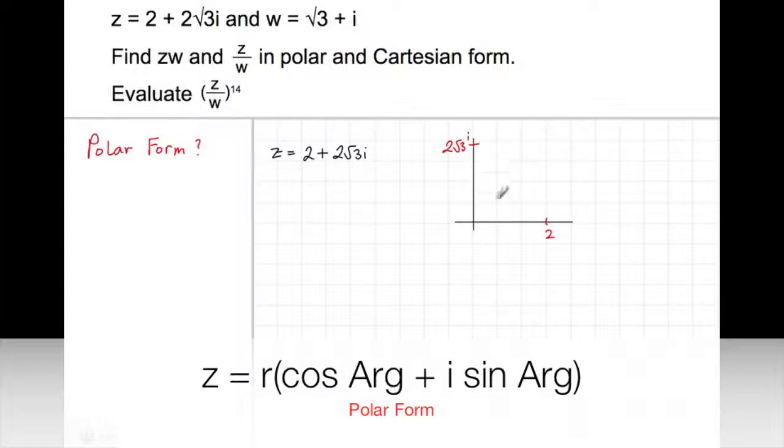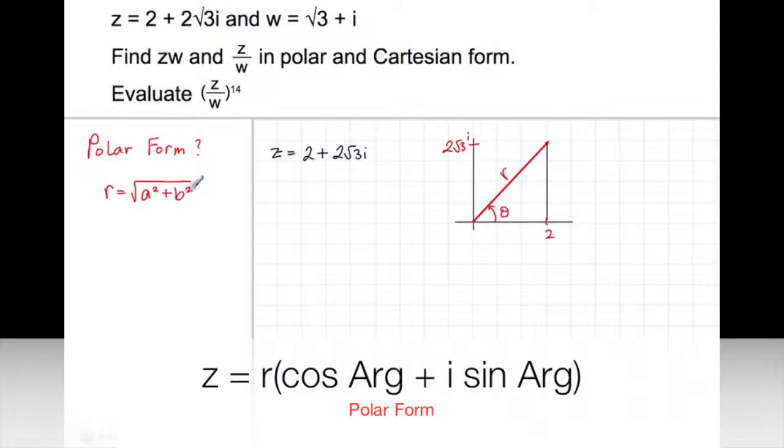So let's draw a little picture first of z. That's 2 plus 2 root 3i, and it's in the first quadrant. This can be represented by this red line. We want to work out the modulus and the argument of this complex number, because in polar form we need the modulus and argument.